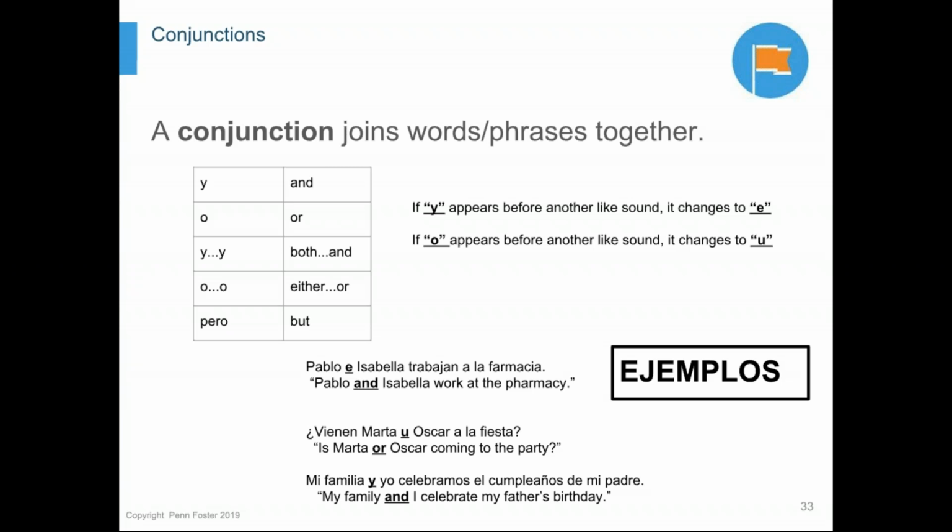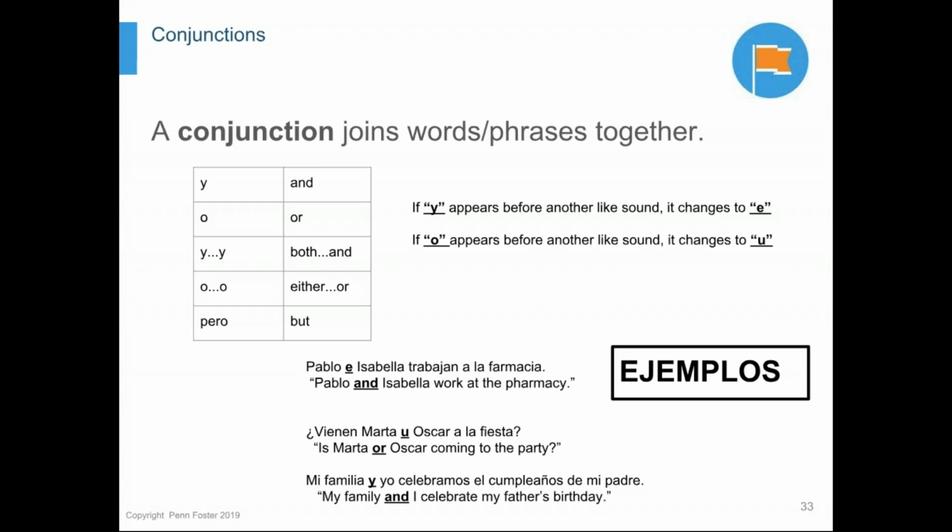then that letter Y changes to an E. So that first example, Pablo e Isabella, would never be expressed as Pablo y Isabella, since the two E sounds cannot follow one another. So that's just an exception to the rule.